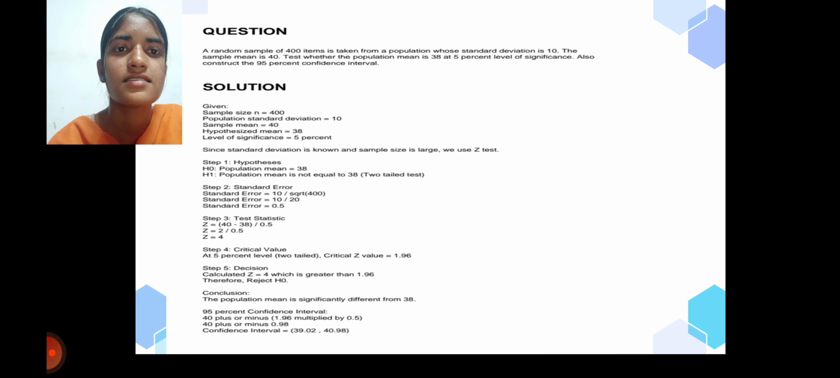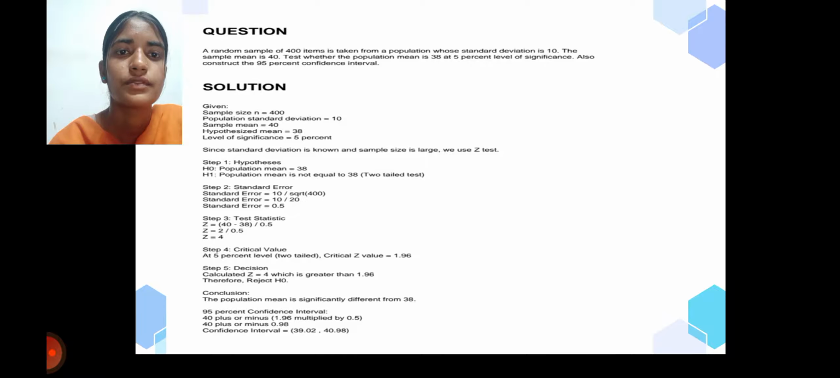Step 3 is the test statistic. Z is equal to 40 minus 38 divided by 0.5, which means Z is equal to 4. Critical value at the 5% level, two-tailed, the critical Z value is 1.96. Step 5, decision. Calculated Z is equal to 4, which is greater than 1.96. Therefore reject H0. Conclusion: the population mean is significantly different from 38.